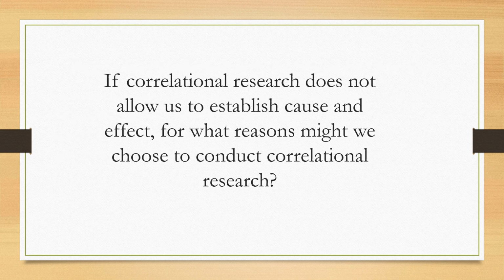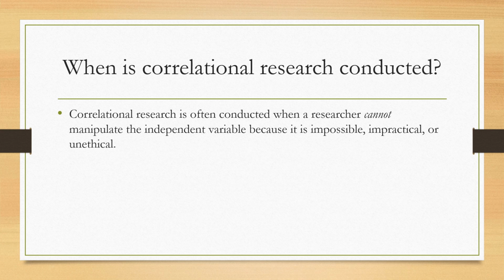So, if correlational research does not allow us to establish cause and effect, for what reasons might we choose to conduct correlational research? Correlational research is often conducted when a researcher cannot manipulate the independent variable because it's impossible, impractical, or unethical. Can you think of examples of correlational studies that would be unethical to conduct using experimental methodology?